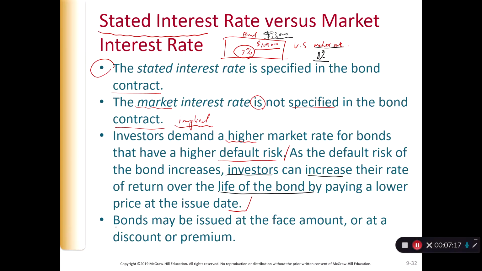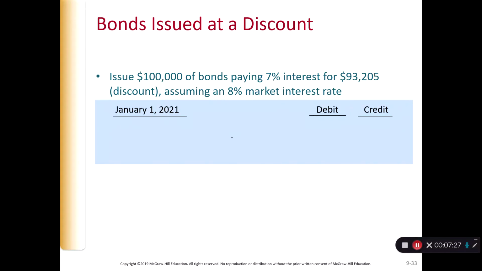Okay? A bond can be issued at face value, or it can be issued at a discount or premium. When we talk about premium, I can give you a scenario as well. So let's look at this discount case. If a bond is issued at a discount, then you issue a $100,000 bond at 7%. Hence, on the contract, you borrowed $100,000 and promised to pay 7% semi-annually, right?